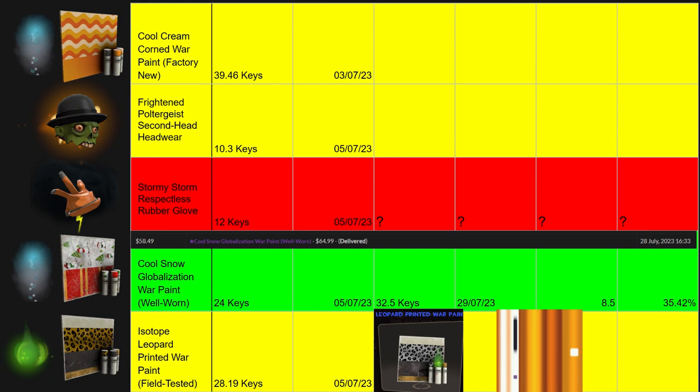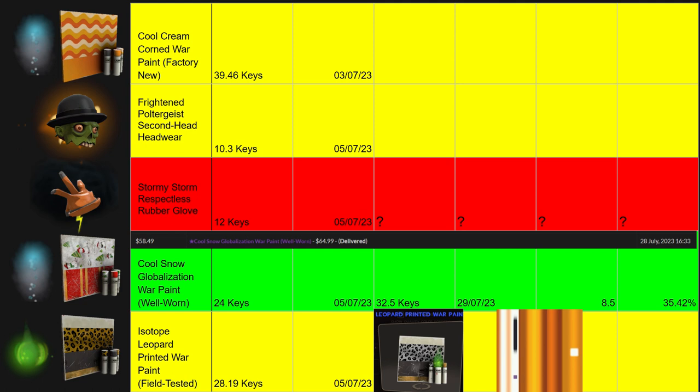Cool Cream Corned Warpaint Factory New. I probably paid slightly too much for this even though it's factory new. The warpaint doesn't look too bad, but Cream Corned is unpopular. Frightened Poltergeist 2nd head headwear. A very budget all class hat I got for cheap, but I'm pretty sure other people are hard undercutting me at the moment, so no sale yet.